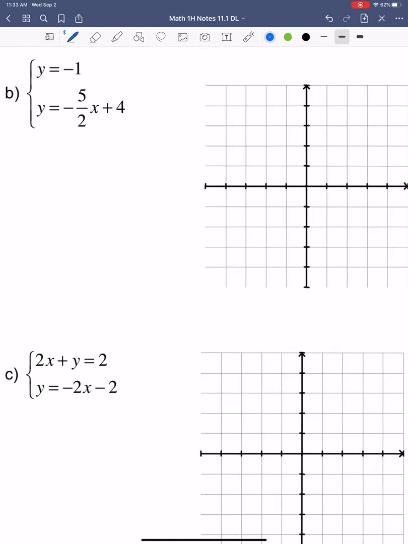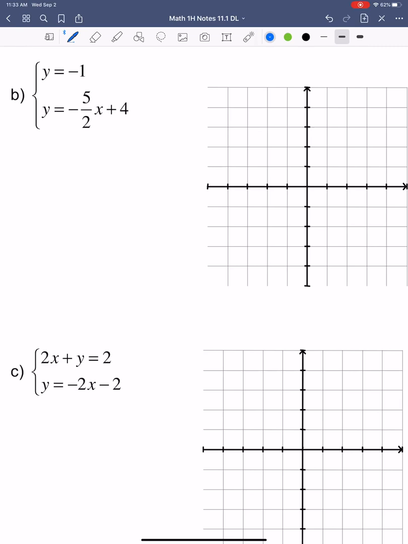This one's a little bit tricky. I'm going to start by graphing this bottom equation first. This is going to have a y-intercept at positive 4. So I'll begin there with my b value as my y-intercept, and then a slope of negative 5 over 2. So I'm going to go down 5: 2, 3, 4, and 5, and to the right 2. And I get those 2 points there, so I can go ahead and draw my line now.